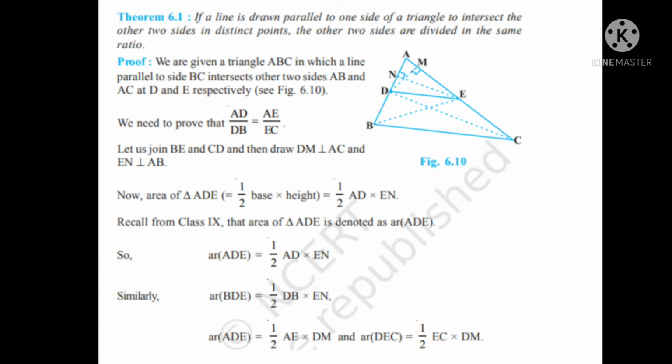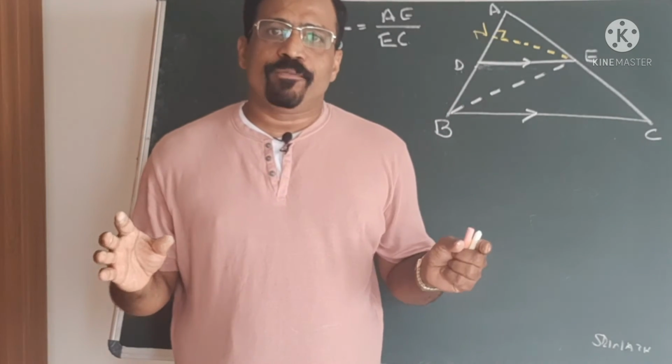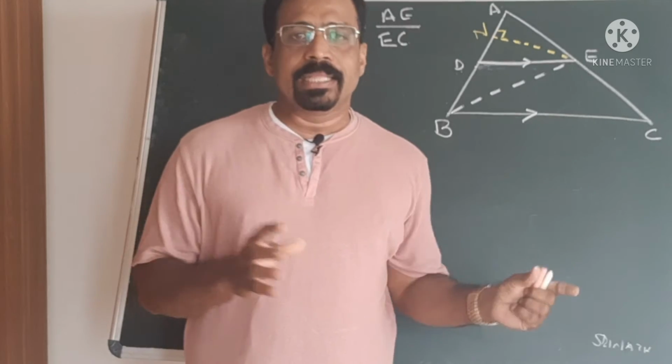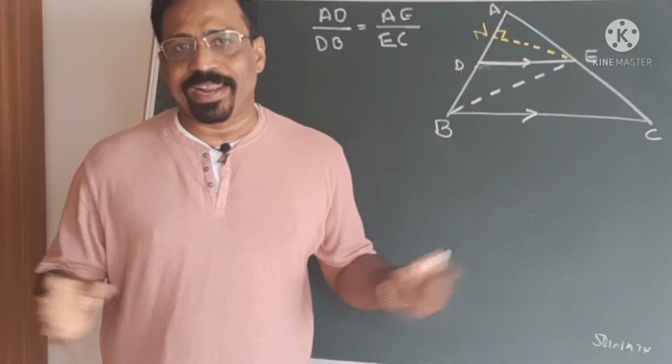Now let us do theorem 6.1. If a line is drawn parallel to one side of a triangle to intersect the other 2 sides in distinct points, the other 2 sides are divided in the same ratio. Now this theorem is very important for your exam point of view. This will definitely come either in your semester exam or in your final exam.